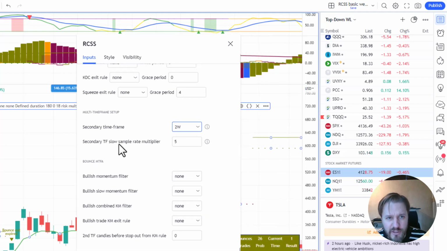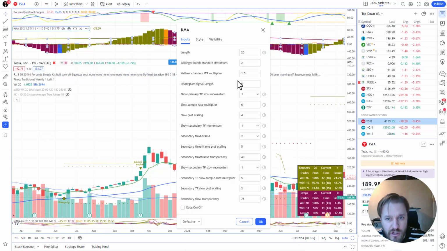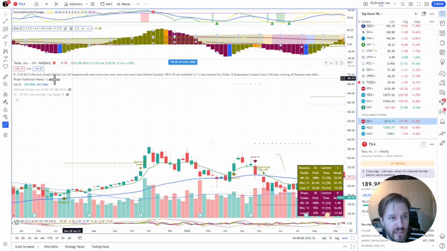The secondary time frame slow time frame multiplier. Here, of course, now that I set it to 2 weeks and 5, I would probably want to set that to 2 weeks and 5 as well, if I have those options created. Let's see, secondary time frame 2 weeks, yes, and 5. That's cool. So now we see what we're looking at.